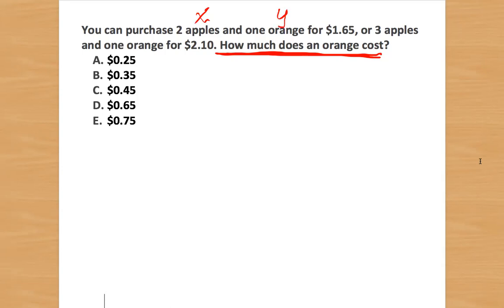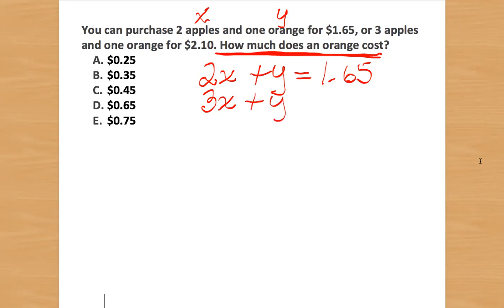So essentially you purchase 2 apples. Remember, X represents your apples. 1 orange for a total of $1.65. So that's the first system of equation. And then for the second one, guys, you purchase 3 apples and an orange for a total of $2.10. So your job now is to calculate the price of an orange. Okay, remember that.